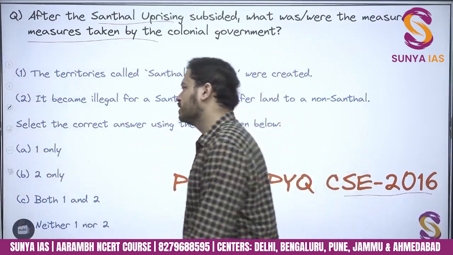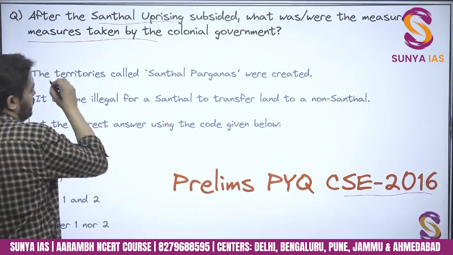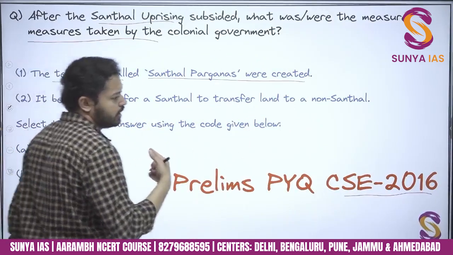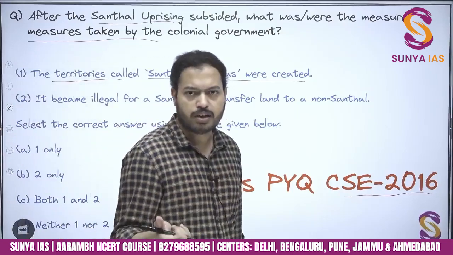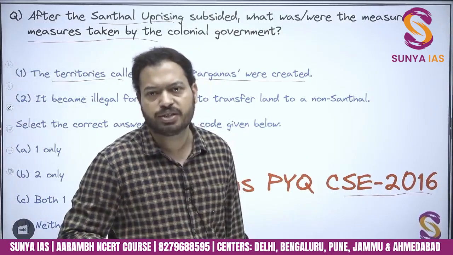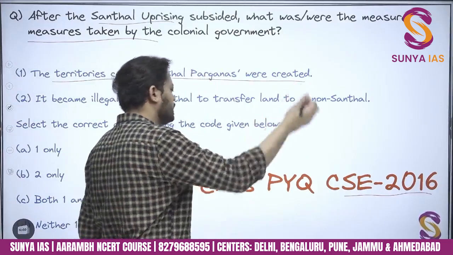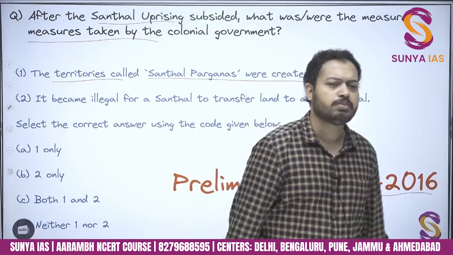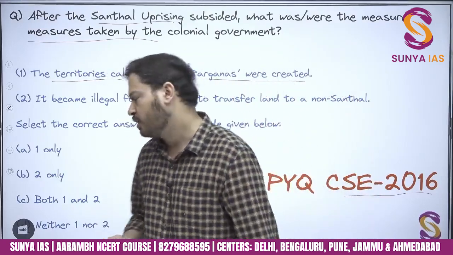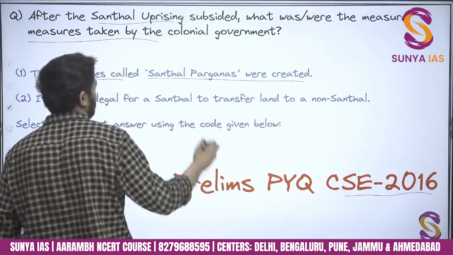The first statement goes as simple: the territory called Santhal Pargana was created. We have just seen the Santhal Pargana Act was passed. In the aftermath, it was a pacification process by the British East India Company, or the British government actually, because by the time the Santhal Pargana Act was passed, the Company's power had shifted into the hands of the British government. So this statement is right.